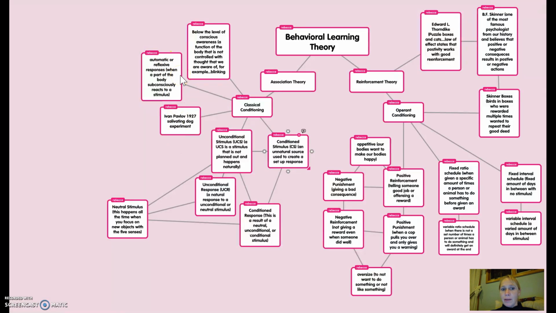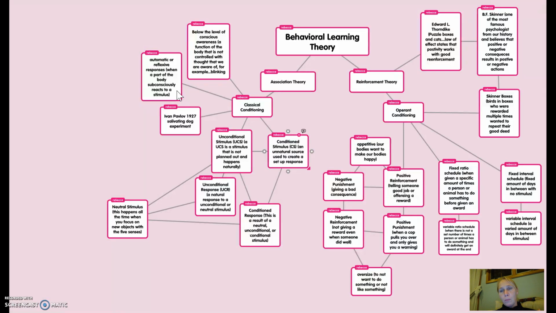One of our words this week was automatic or reflexive responses. An automatic and reflexive response is when your body subconsciously reacts to a stimulus. It goes hand in hand with below the level of consciousness, which is basically your subconscious mind triggering events to happen when you don't even think about it.